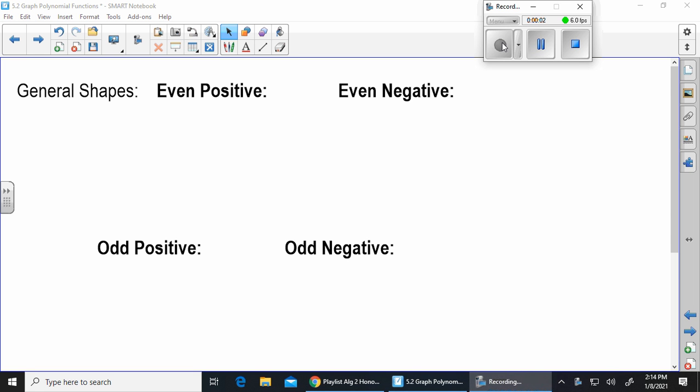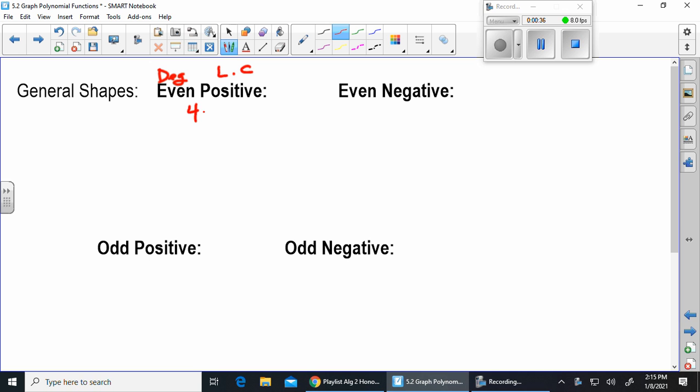All right, so what I'm going to do today is just do a quick recap of what we did yesterday with graphing polynomials and add a little bit more that will help you moving forward. So we think about general shapes of polynomials. When I say even degree, positive leading coefficient, like a 4x to the 8th, we're talking about the end behavior.